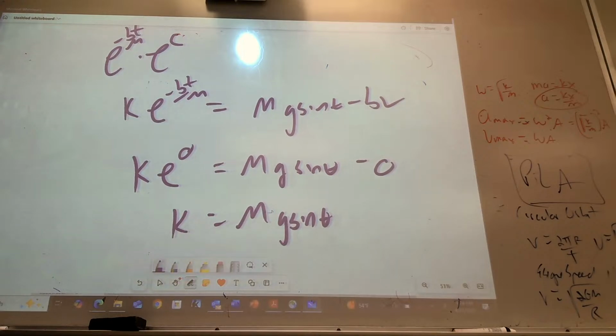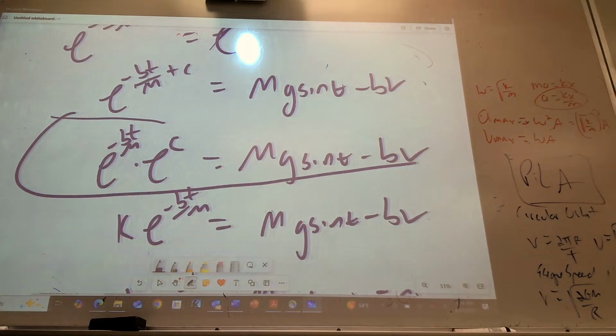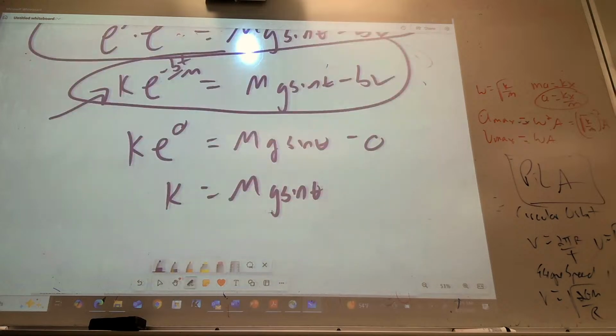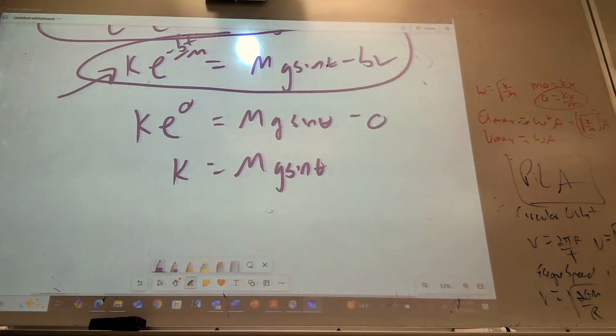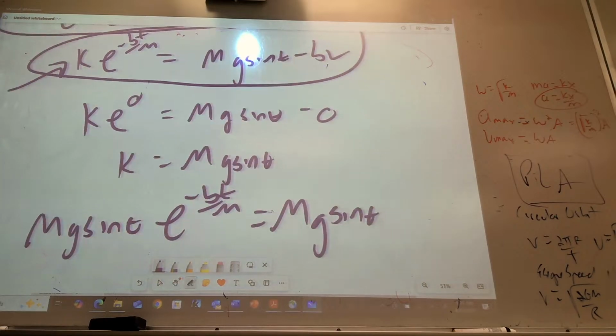So let's go back and plug in our k. So we're going back to here. Plugging in for our k right there. Okay, so now I have mg sine theta e to the minus bt over m is equal to mg sine theta minus bv. Now you isolate your v. Let's see if you can simplify it.